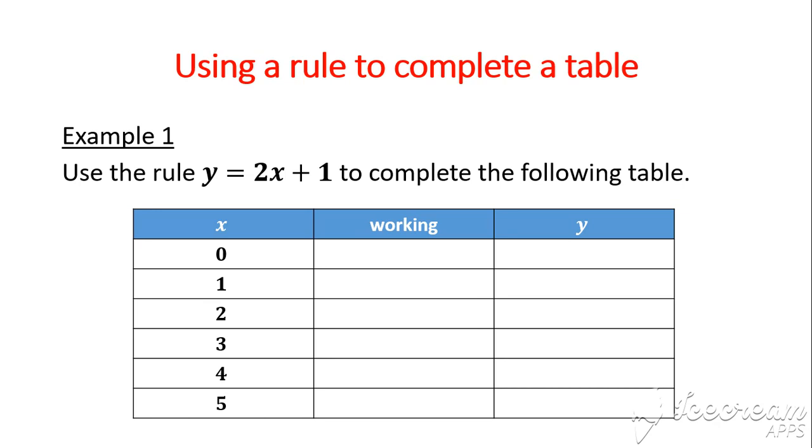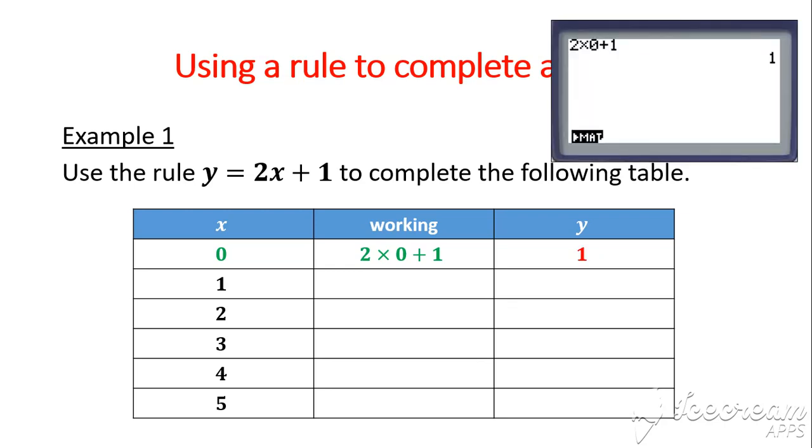Now, what I'm going to do is just add an extra column in the middle, which is my working out column. And let's start with when x is equal to 0. So the rule is y is equal to 2x plus 1. Now in algebra, 2x means 2 times the number x. So we're going to go 2 times the number 0 plus 1 more. 2 times 0 is 0, plus 1 more makes 1. You're welcome to use a calculator at any stage.